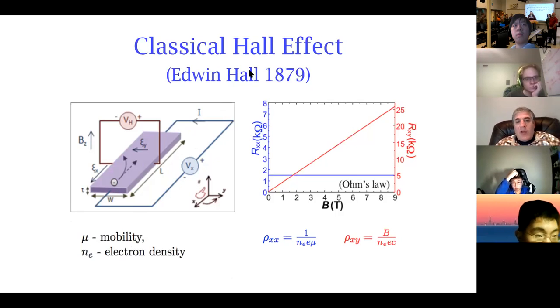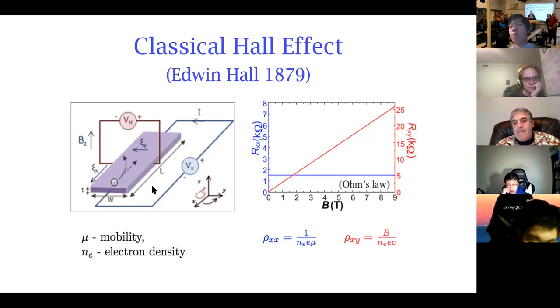So what Hall asked, or was asked, is: what happens if you have a magnetic field perpendicular to that surface? Then when an electron moves, there is a transversal force, the Lorentz force, acting perpendicular to the velocity and magnetic field. So the electrons will feel the force in this direction. And as a result, there will be some voltage drop in the direction perpendicular to the current. So you can measure this voltage drop and divide it by current. And this is called Hall resistance.